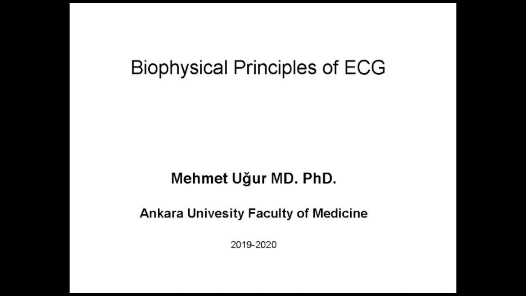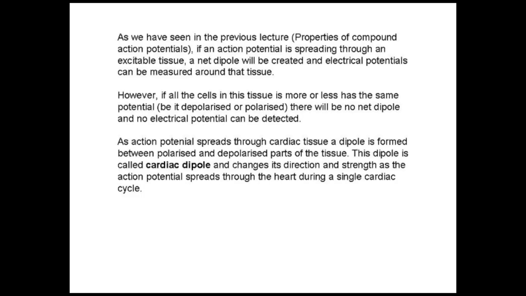Now we have to remember the previous lecture that a compound action potential is an action potential that you record from outside of the cell, from outside of the tissue. However, the reason for this potential to occur is the action potentials happening in the cells of that tissue. If the whole tissue has cells which are depolarized, or the whole tissue is polarized, you cannot record any potential outside this tissue. The potential will be almost zero.